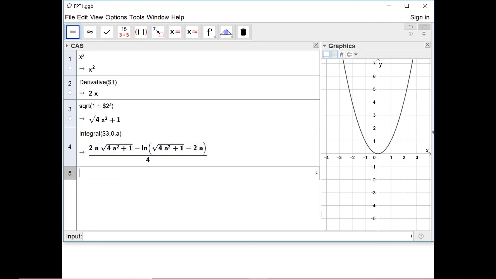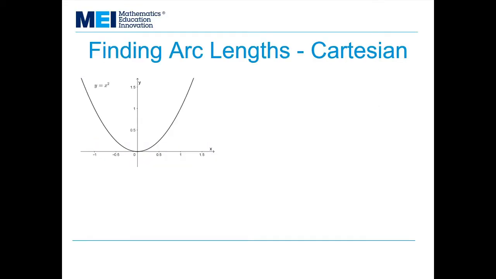Let's have a look at how we would write this down. Well, in order to answer the question, I need to start by finding dy by dx. So I would write down dy by dx equals 2x. And then I put that into my formula. s equals the integral from 0 to a of the square root of 1 plus 4x squared dx. And then I just copy it straight down from the computer algebra system.